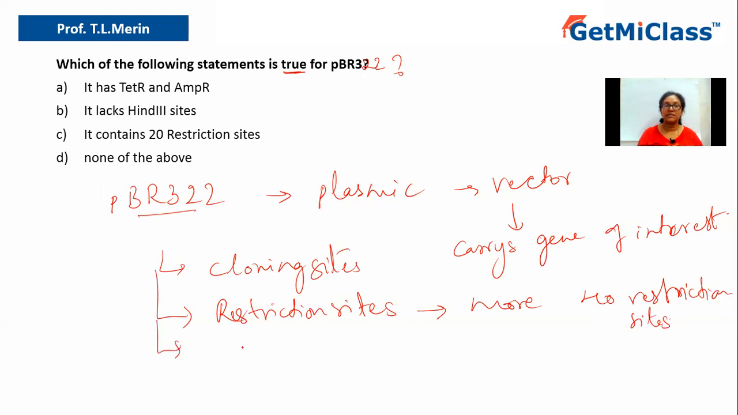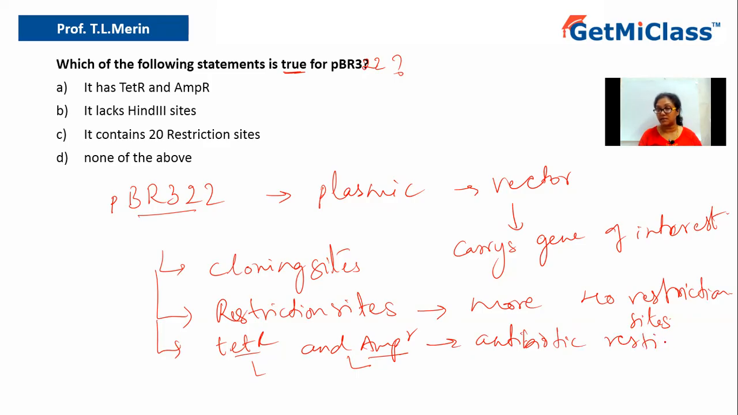Then it also has certain selectable markers, that is the tetracycline resistance gene as well as the ampicillin resistance gene. These genes will allow the organism to grow in the presence of tetracycline and ampicillin, because it has these resistance genes. What are tetracycline and ampicillin? They are antibiotics. So it has resistance to ampicillin and tetracycline only.